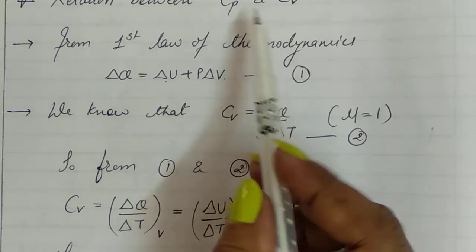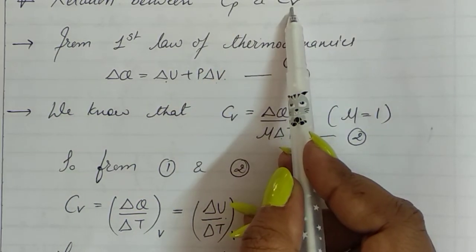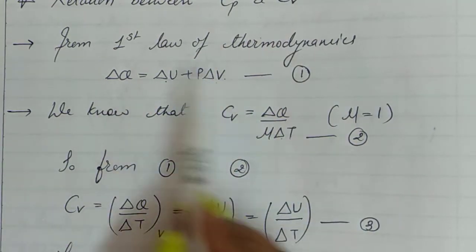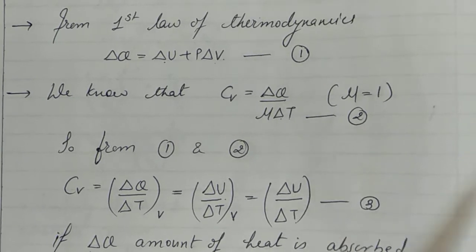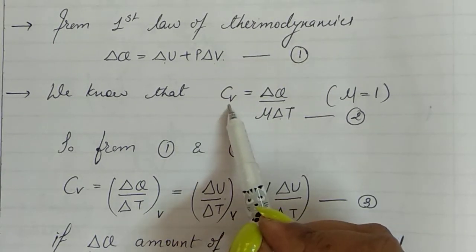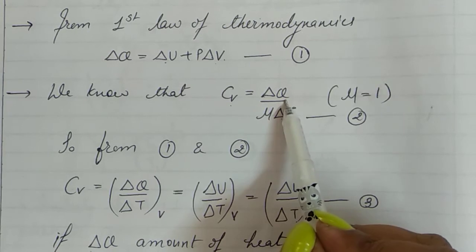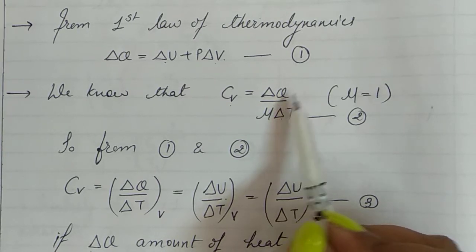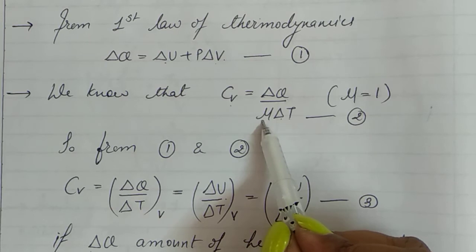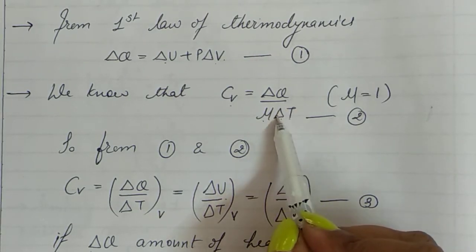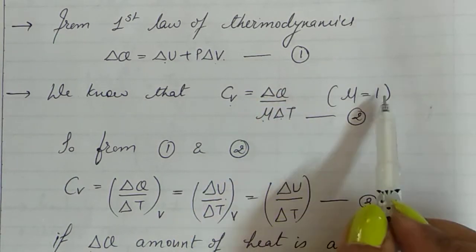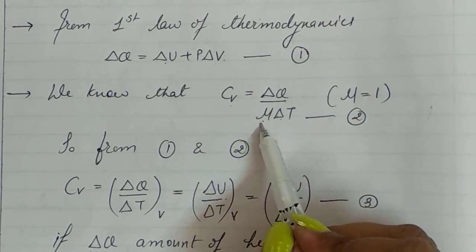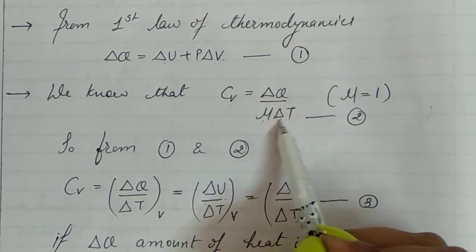Now, if I want to obtain the relation between these two, first I'll obtain the value of these two by using the first law of thermodynamics. So first we'll start with Cv. We know the definition of Cv. It is the amount of heat energy absorbed or rejected per unit mole of a gas to change its temperature by 1 unit. So from the definition we wrote this formula. Now we are taking 1 mole of gas, so this mu turns out to be 1. So we are left with Cv equals delta Q by delta T.